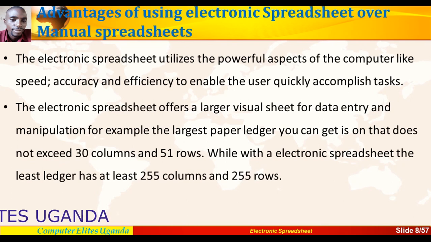Two, electronic spreadsheets offer a larger visual sheet for data entry and manipulation. For example, the largest paper ledger you can get does not exceed 30 columns and 51 rows. So you can see that with a spreadsheet you can accomplish a task within a given period of time, or have information displayed on a large sheet compared to a manual sheet.